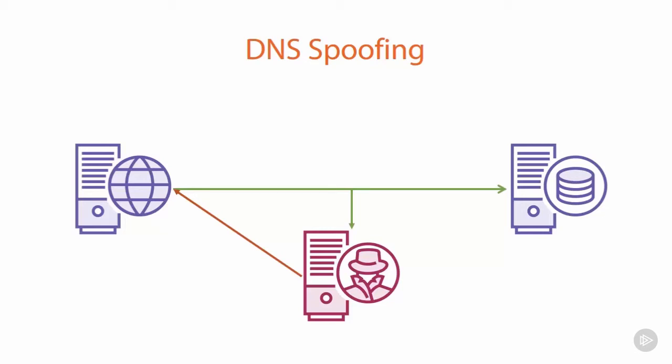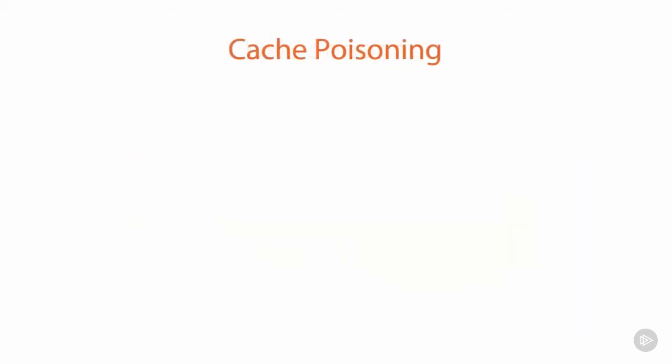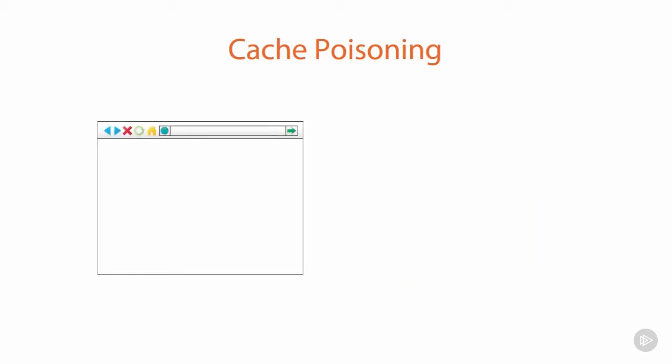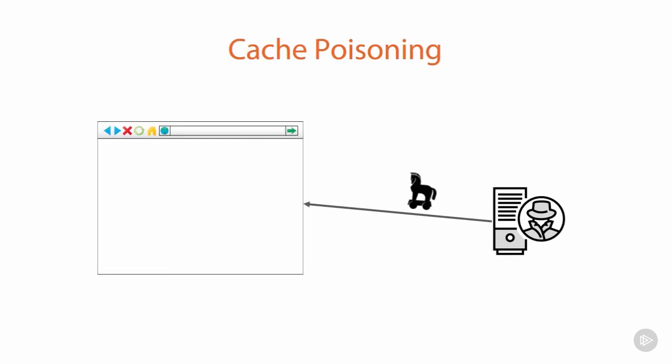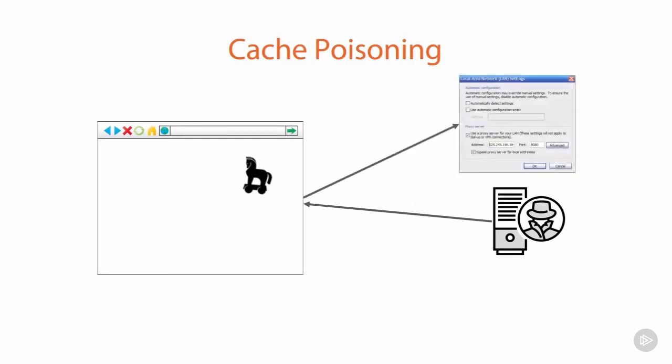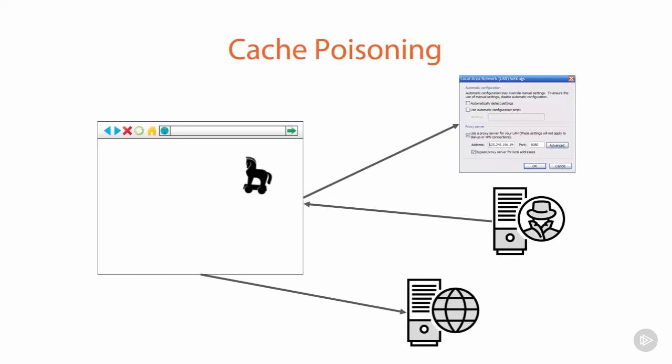But wait, there's more. We can also try to do a cache poisoning. Now, in cache poisoning, the target obviously is going to have a browser. And what I'll attempt to do is send a piece of malware that goes through and changes the proxy settings of that web browser's interface. And that proxy server is going to be, yep, guess what? Redirecting them to my own personal site.